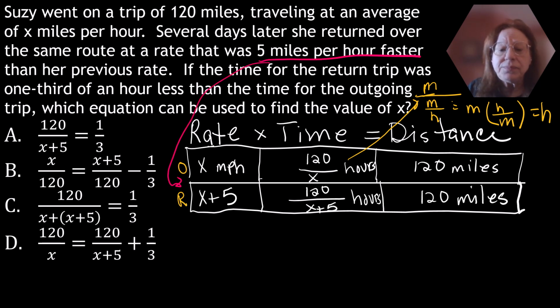And then several days later, she returned over the same route at a rate that was 5 miles per hour faster. So we're going to say the rate is X plus 5. And the time is going to be 120 over X plus 5 hours, which is equal to 120 miles.